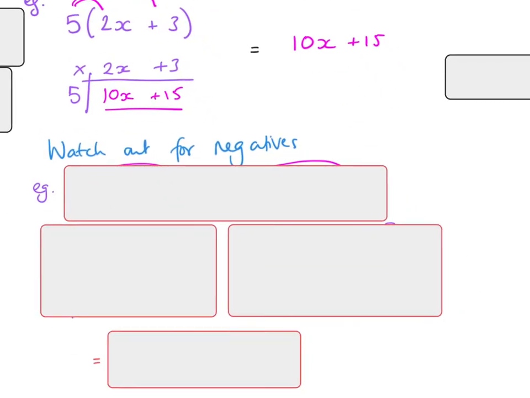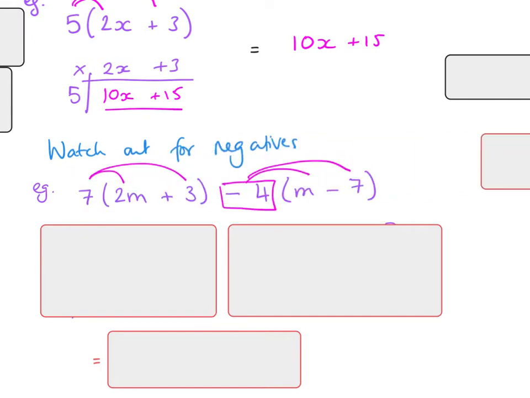Now, we need to watch out for some negatives because they are always there to try and trick you as you go through. A question that I've come up with there in purple is that you have 7 on the outside and then the 2m plus the 3. We're going to multiply those out to start with. But this negative 4 in the middle is classed as one unit. So we're going to multiply that through to both, and you've got a negative in the second part. So again, that's going to be tricky.